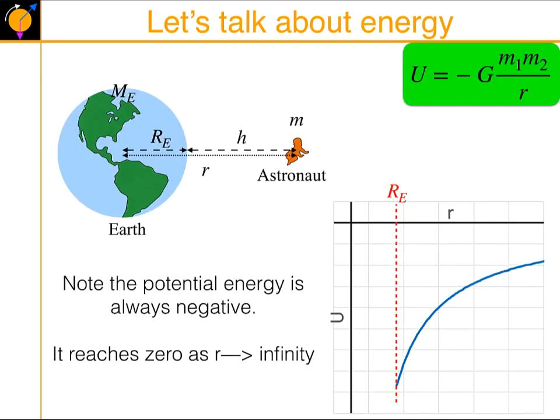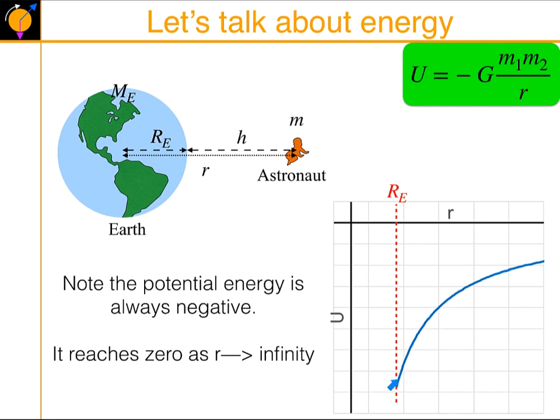So here is a graph of the potential energy as a function of the distance for an astronaut from the center of the Earth. So remember that the astronaut's distance to the center of the Earth is r, and in terms of the Earth, that's going to be the radius of the Earth plus its altitude, or its height above the surface, h. So you can write it as G times the mass of the Earth times the mass of the astronaut over r. And look at this.